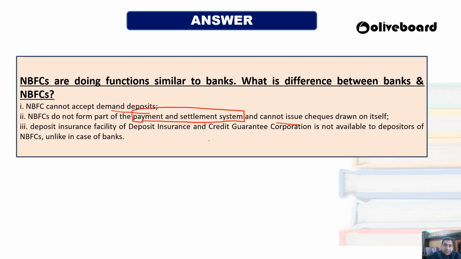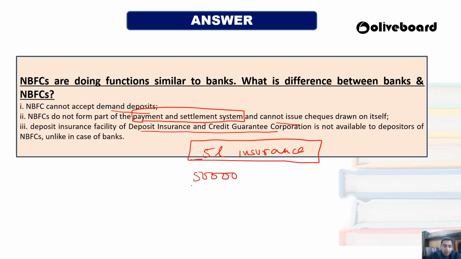And the insurance facility: there are various bank accounts, savings bank accounts. So they have the deposit insurance facility of the Deposit Insurance and Credit Guarantee Corporation. They have issued that rupees 5 lakh insurance is being given. Like if the bank fails or anything fails, there is a guarantee that you will get at least 5 lakh rupees. At least means if you have deposited 50,000, you will get 50,000 only during the failure of the bank. But if you have 1 crore of deposit, you will only get 5 lakh rupees.